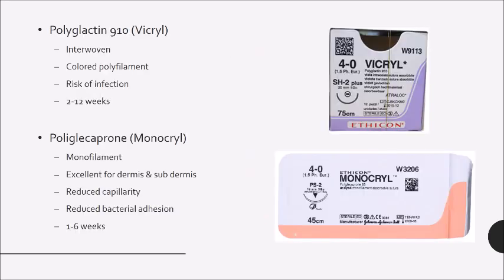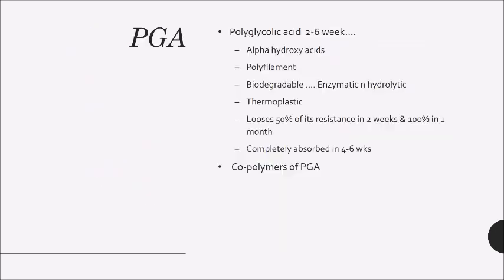Polyglactin 910 comes with the brand name of Vicryl. It's basically an interwoven, colored polyfilament, but it has a greater risk of infection than others. Its absorption takes 2 to 12 weeks. The next is polyglecaprone, which comes with the brand name of Monocryl. It's a monofilament. It is excellent for dermis and subdermis with reduced capillarity and reduced bacterial adhesion as compared to polyglactin 910. Its absorption starts within 1 week and ends at 6 weeks.